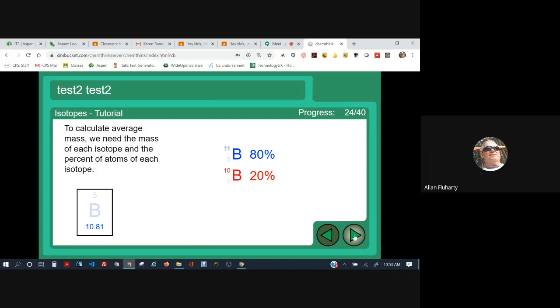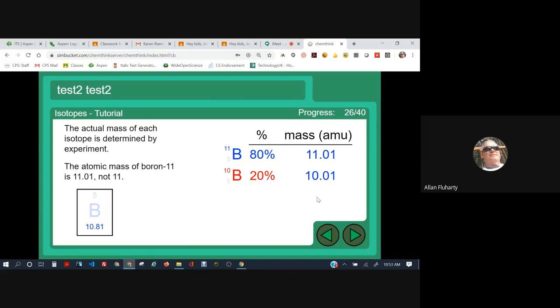So now we're going to do a little bit of math. How do we calculate an average? Here's 80%. We make a table. 80% has a mass of 11.01. 20% has a mass of 10.01. Where does this .01 come from? It turns out that the mass of protons and neutrons isn't exactly equal to 1. There's a little bit of additional mass. But let's ignore that. Let's just say it's 11 and 10.